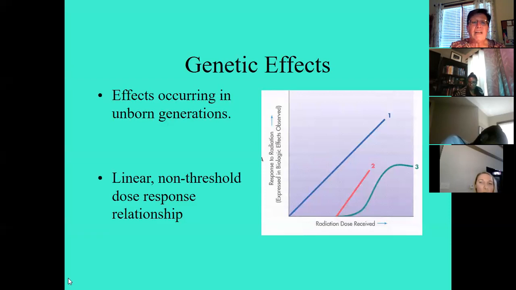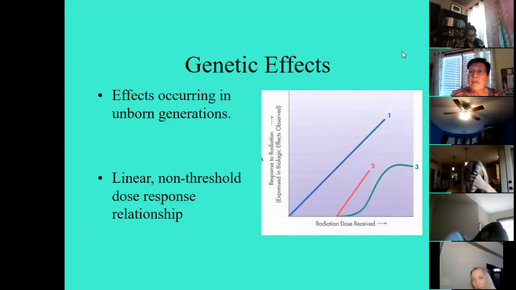Okay, so does anybody have any questions related to the difference between somatic and genetic effects and the difference between the different dose response curves? I do. In my notes under somatic effects, I have stochastic and non-stochastic effects, and then under genetic, I have just stochastic. Is that correct? Yes, that's correct.